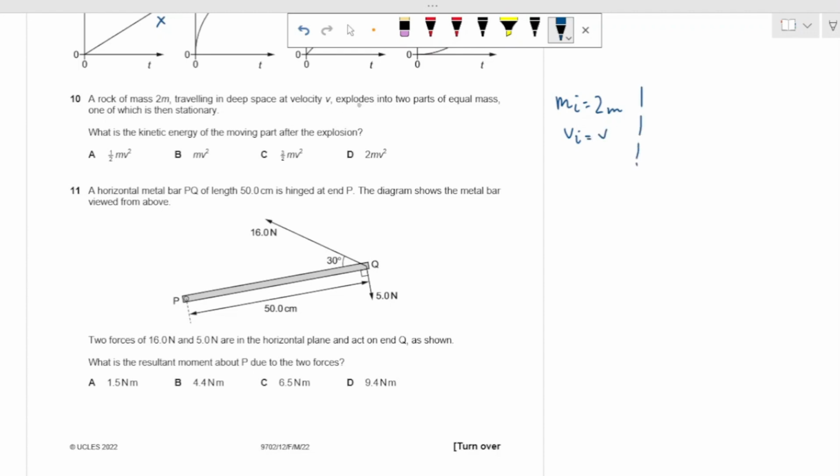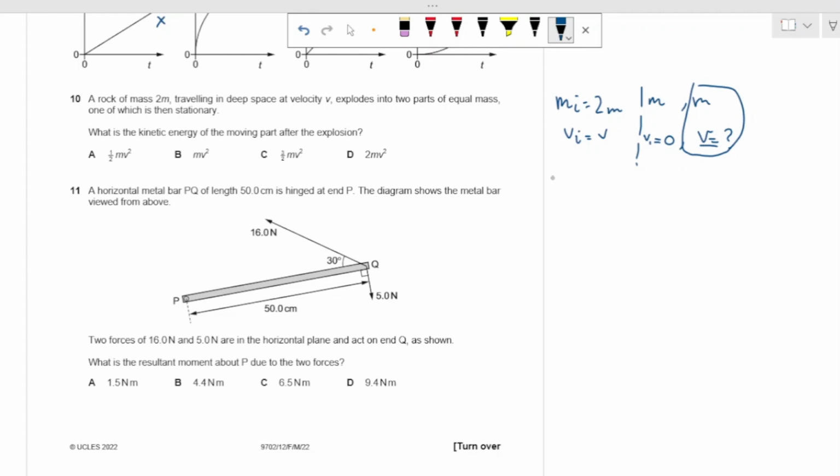Then after it, we had new data, which was explodes into two parts of equal mass. Therefore, we have now two masses, one of which is then stationary, and then they have said that one of them has a velocity of 0, and the other has some sort of velocity that we need to find. What is the kinetic energy of the moving part after the explosion? We do not know because we do not know the velocity. So we have been given this data. We can work this out using conservation of momentum.